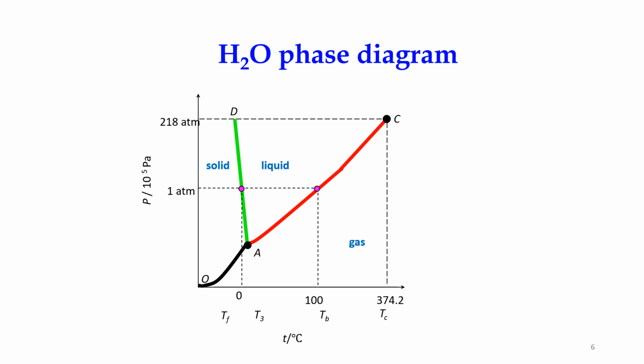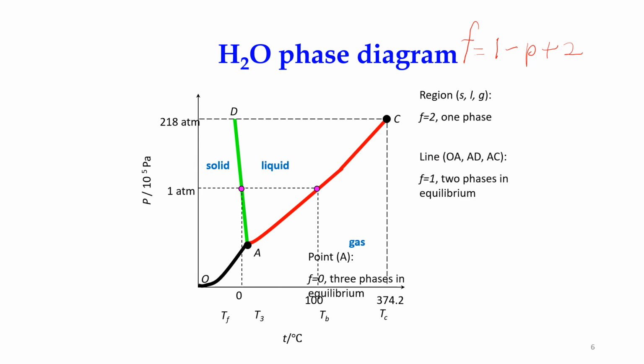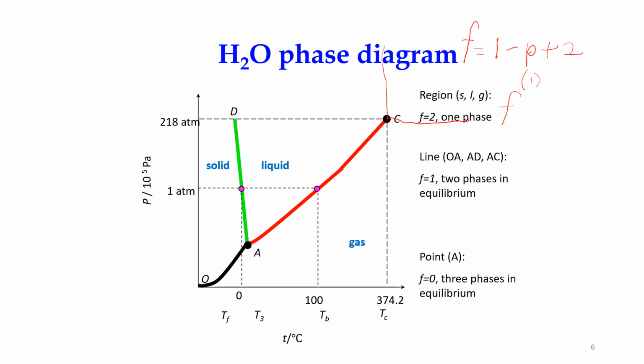Taking the water phase diagram as an example to calculate the degree of freedom, we have the formula here, F equal to 1 minus P plus 2. So at each point in the water phase diagram, we can determine the degree of freedom. Let's say here we have a region where the solid, liquid and gas exist as one phase, as the supercritical fluid. So we substitute the value of 1 for P, so we get the degree of freedom at this region equal to 2.